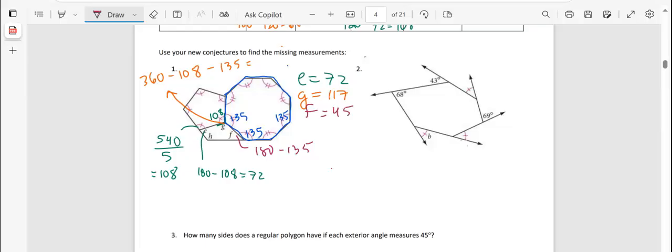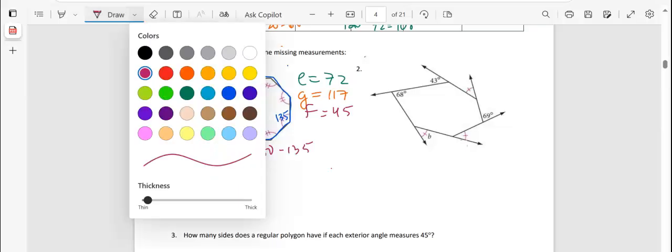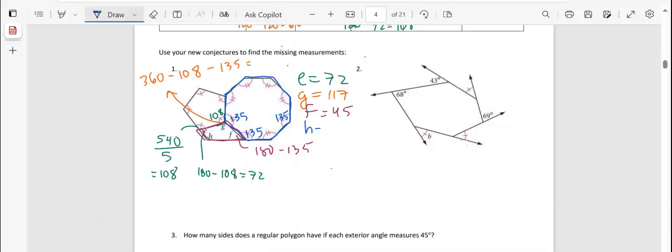And then how am I going to get H? Well, I have a quadrilateral. That quadrilateral always sums to 360 inside. I know E, I know G, I know F. And so to get H, I'm therefore just going to take 360 and subtract my E, my F, and my G. And I get 126. So that was the first one.